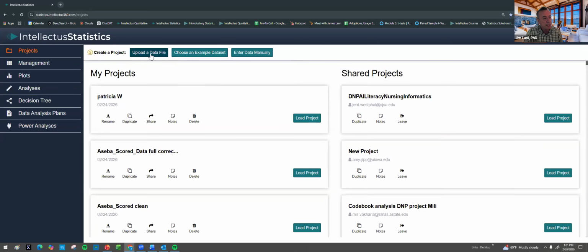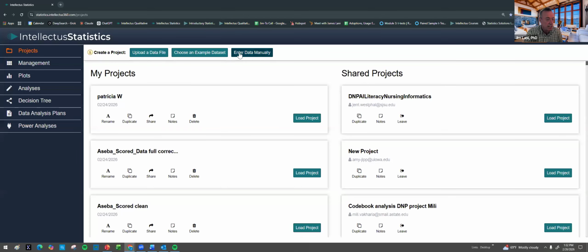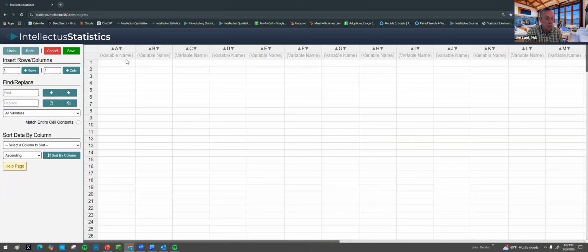The projects, this is a place where you can upload your data, typically from a CSV or Excel. You can paste data from your Excel file right in. Have just the variable name and the data underneath it. No code book needed. You don't need 1 for males, 2 for females. Just put male or female.